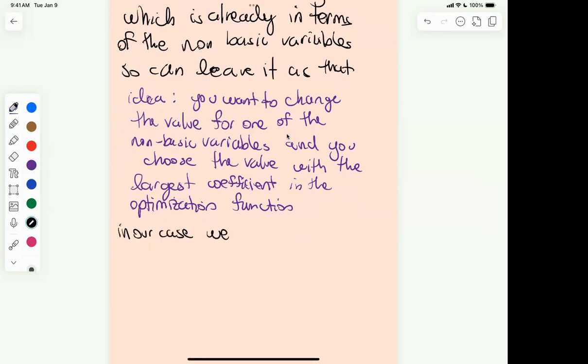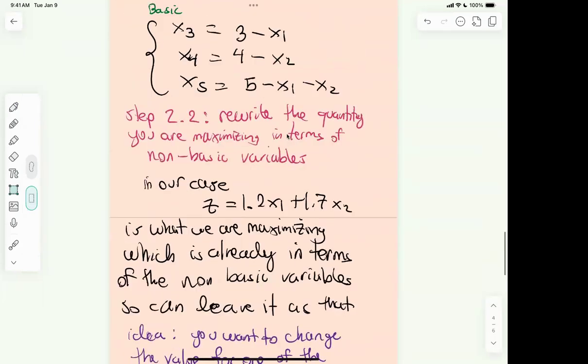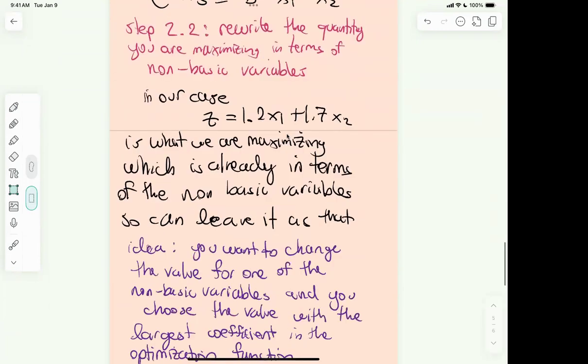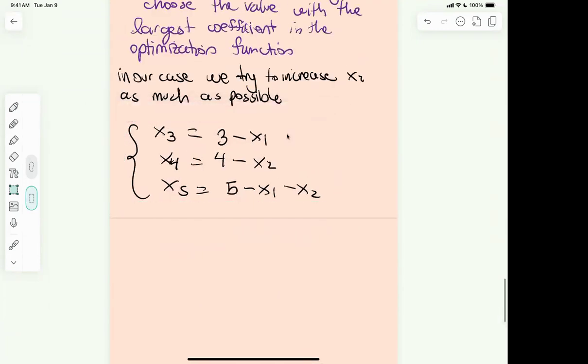So in our case, we try to increase x2 as much as possible. And here's the key, because how much can we increase x2? That's the big question. So that's why you have to go back to the equations. The key question is, by how much? And here's the idea.